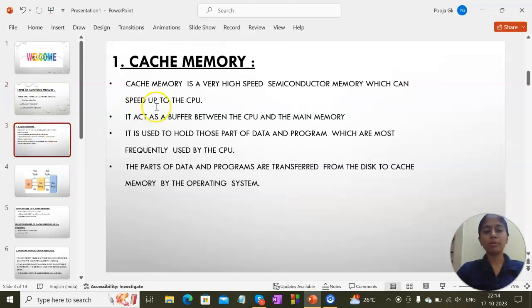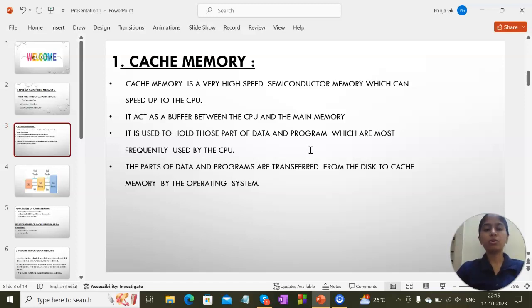Now we go to cache memory. Cache memory is a very high speed semiconductor memory which can speed up the CPU. It acts as a buffer between the CPU and the main memory. Cache memory works as an intermediate between CPU and the main memory. Main memory is nothing but the primary memory.